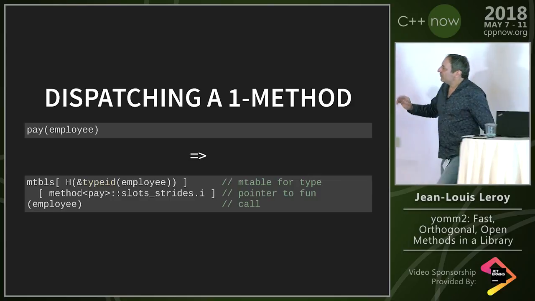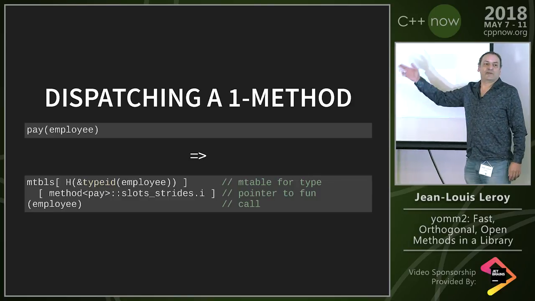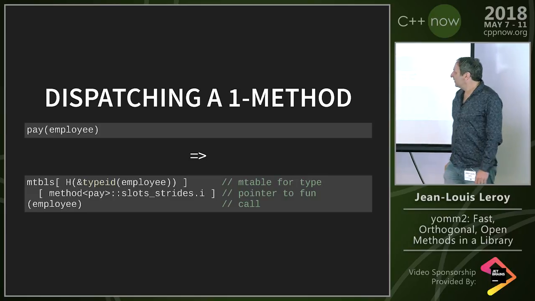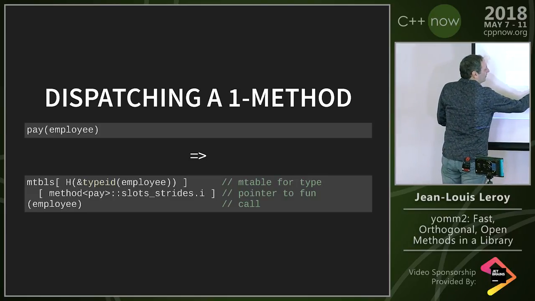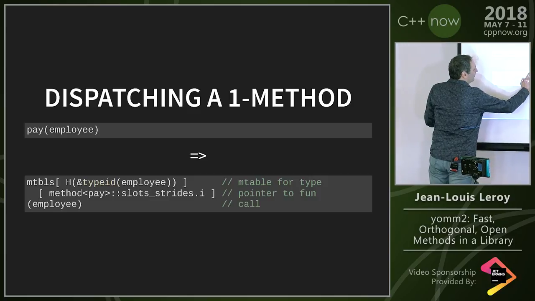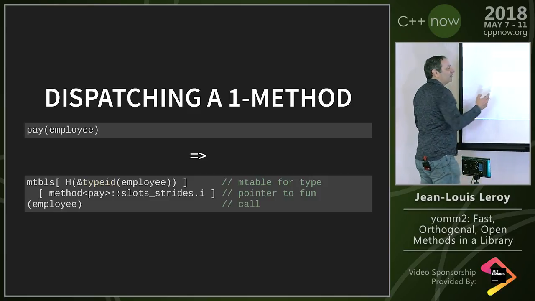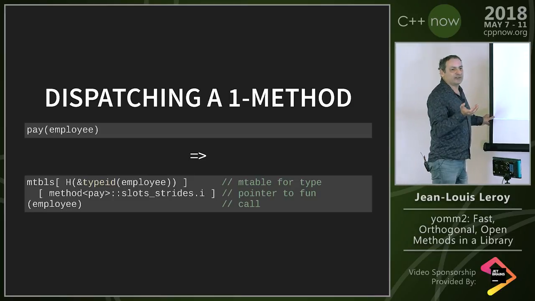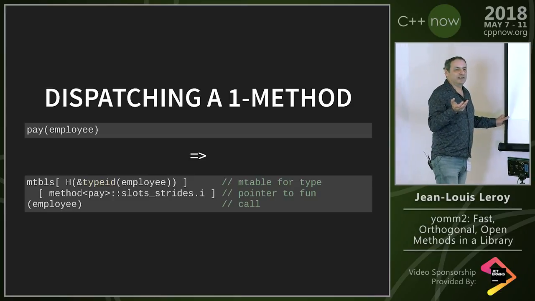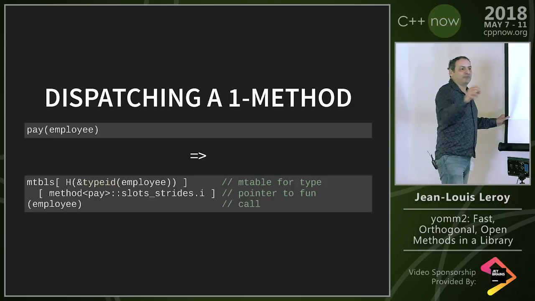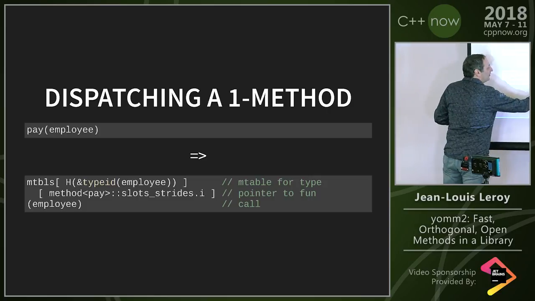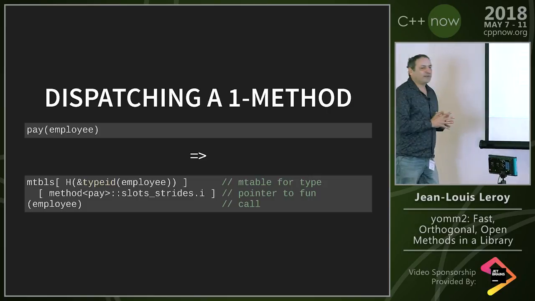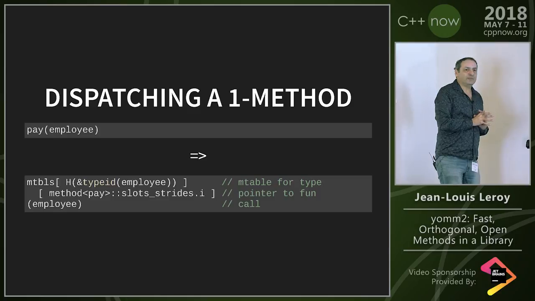And when we call pay employee, which can also be a manager, what happens is simply this. It should be employee. We ask the type ID of employee, take its address, and that is very fast. It reads a VPTR and reads the word which is just before the beginning of the VPTR. So at this point, we have found the M table for either employee or manager.